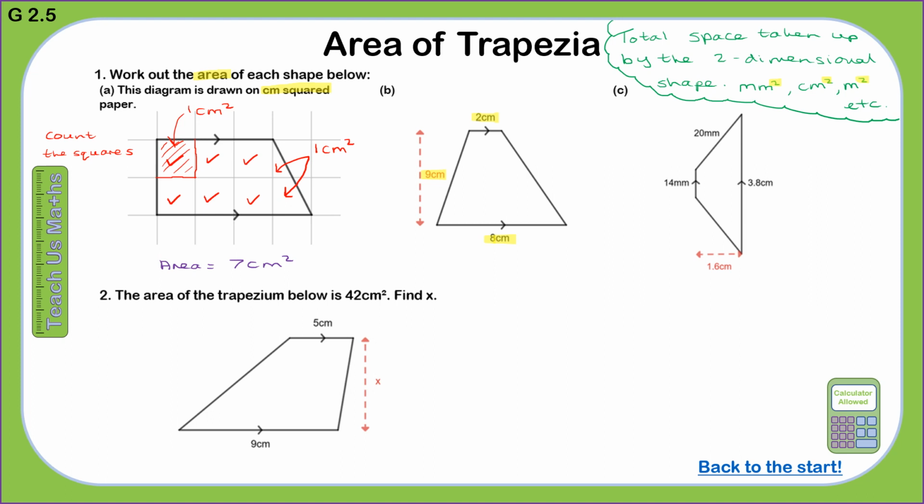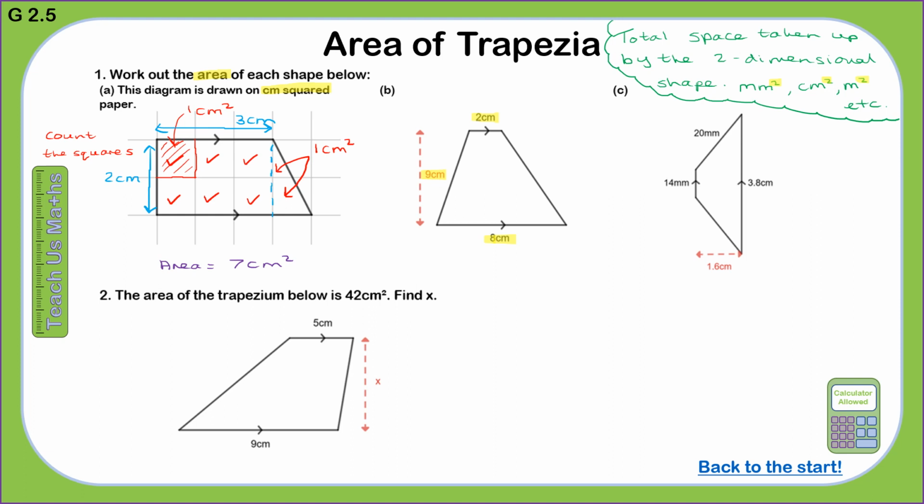Let's have a look back at part A. If we cut the triangle off the side of the trapezium like this, we get a rectangle with an area of 3 centimetres multiplied by 2 centimetres, so 6 centimetres squared.